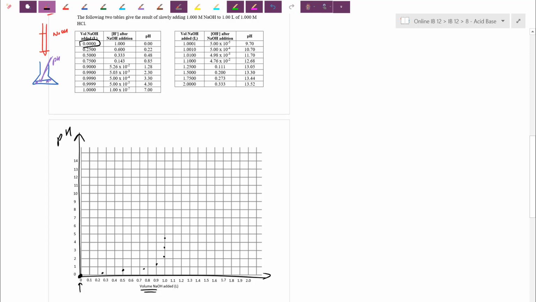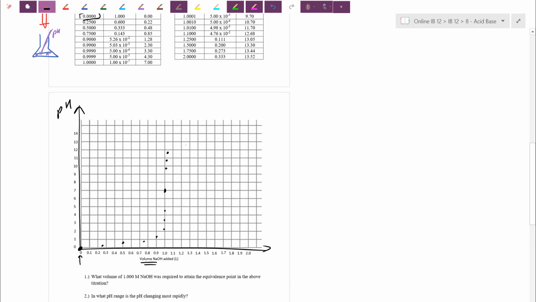Oh, I'm seeing that the pH is actually shooting up pretty quickly here. When I hit 1, we're at a pH of 7. Then at 1.001, I'm already at a pH of 9.70. This is an experimental sort of finding here. Just a little bit over, I'm already at 10.7. 1.01, 11.7. 1.1, 12.68. 1.25, 13.05.